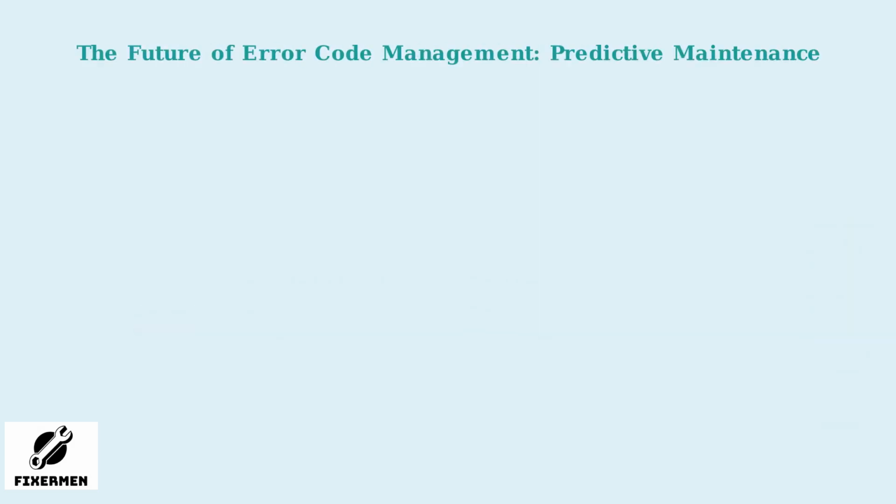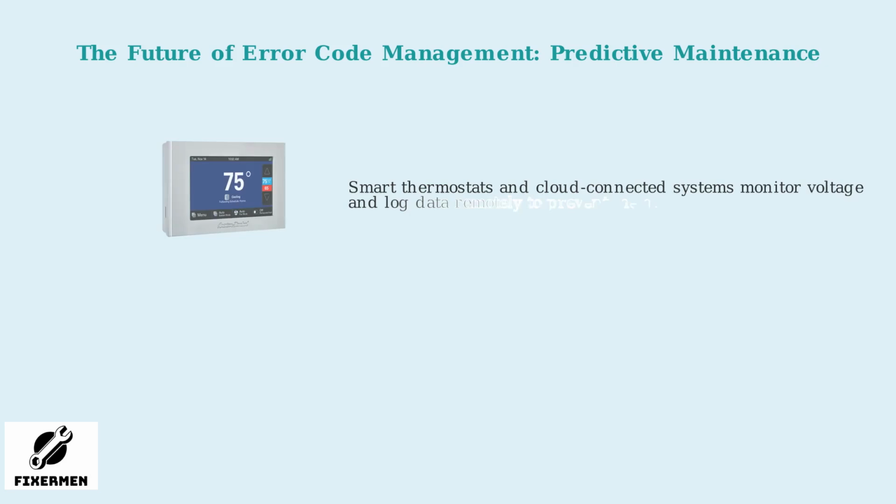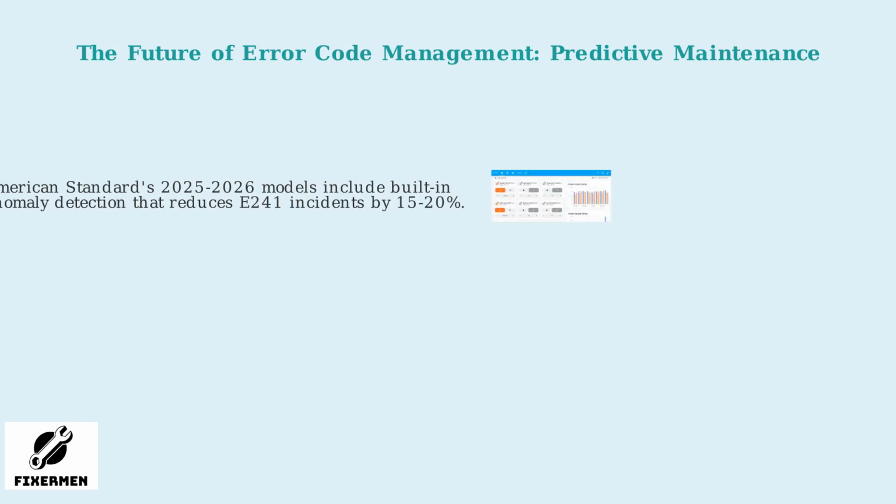The future of managing error codes like E241 is moving toward predictive maintenance and IoT integration. Instead of reacting to problems after they occur, systems are becoming proactive. Smart thermostats and cloud-connected systems are emerging that preempt memory errors by continuously monitoring voltage levels and logging diagnostic data remotely. This allows early detection of potential issues. American Standard has integrated this technology into their 2025 to 2026 models with built-in anomaly detection systems. These systems have been shown to reduce E241 memory error incidents by 15 to 20%, according to user reports.